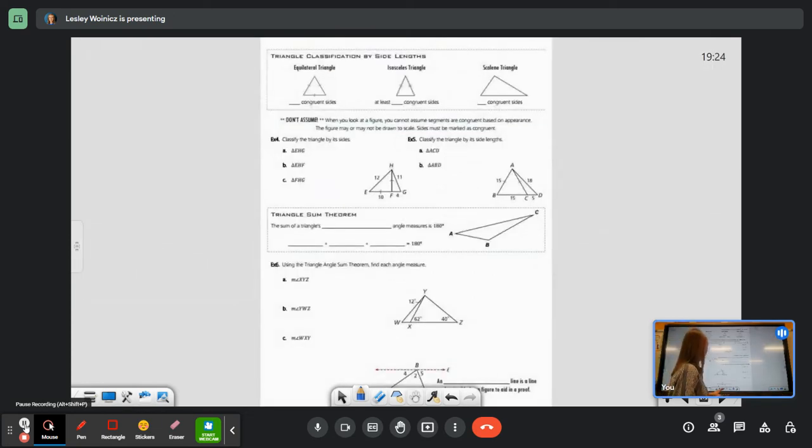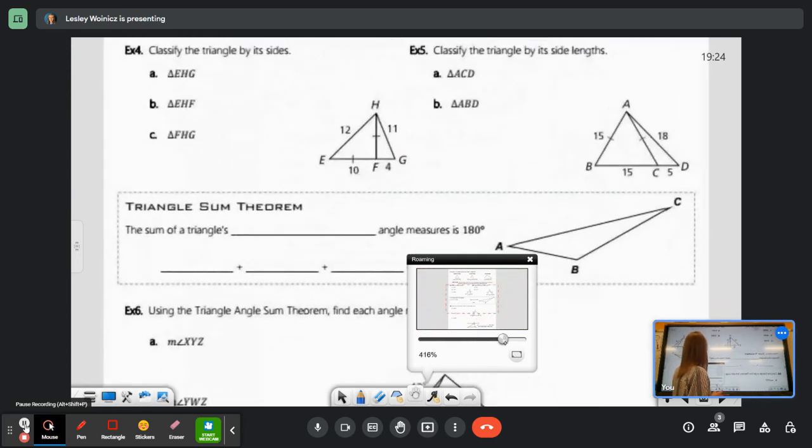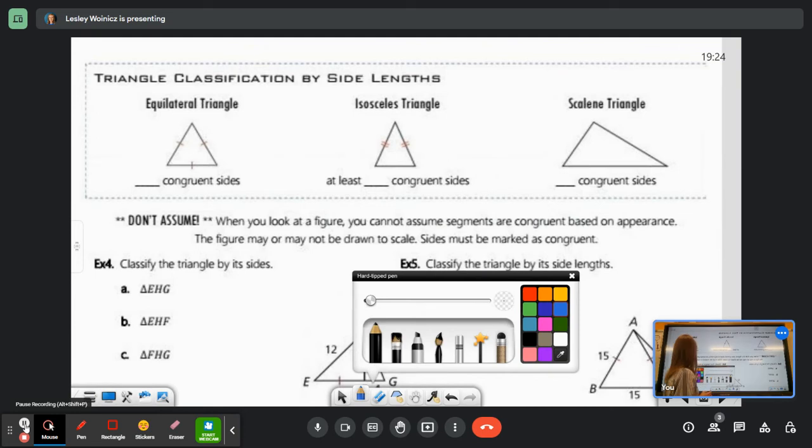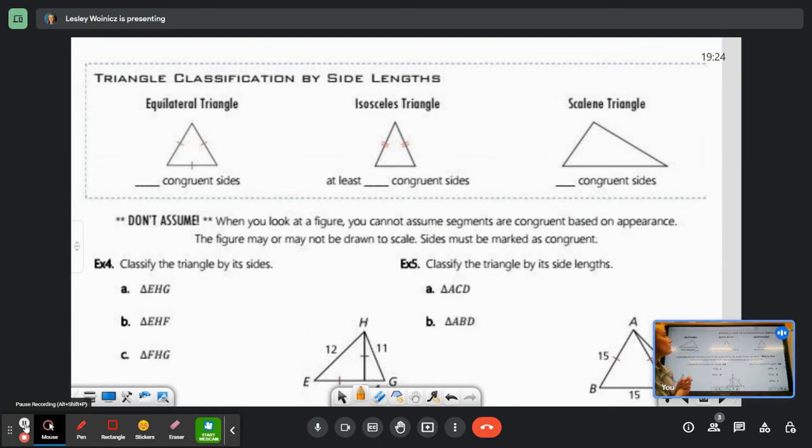Okay, now we're going to go by side lengths. All right, triangle classification by side lengths. We have an equilateral triangle with 1, 2, 3 congruent sides. No surprise there. Isosceles has at least 2 congruent sides. Okay, there's that special phrase, at least. So what you're going to find is that every equilateral triangle is also isosceles.